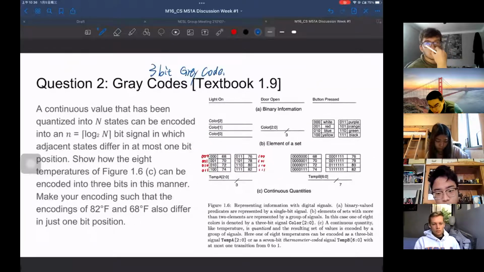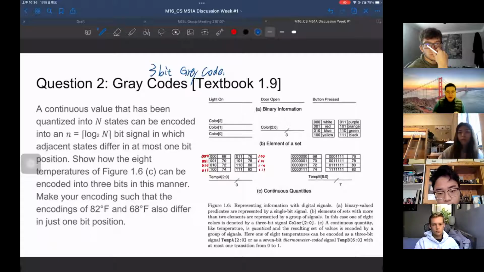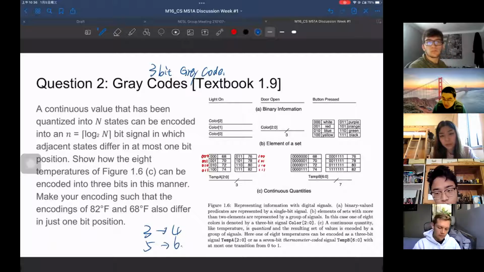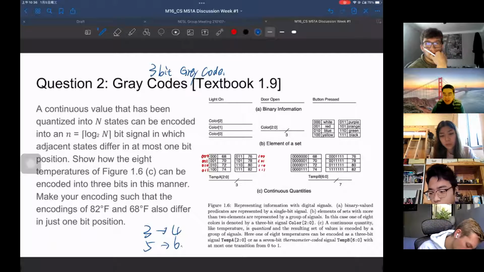Is everyone clear with the definition of Gray code, which is for adjacent numbers? By numbers, I mean decimal numbers, or the states you want to represent, which is from, let's say, 3 to 4 or 5 to 6. We want only 1 bit to change. That's called a Gray code. Only 1 bit changes in adjacent numbers. I'm afraid you are going to have to remember this definition in the future.